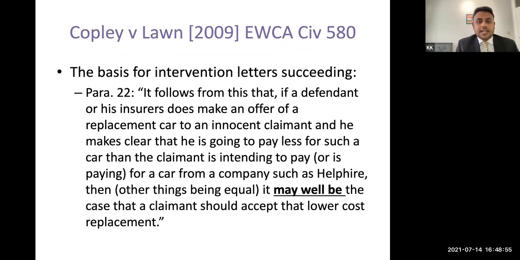Now, of course, as ever with anything in law, and particularly in the context of credit hire litigation, it is incredibly fact sensitive, and therefore what appears to be a good basis for intervention in one case may not be so in another, and therefore there are a number of other factors that ought to be considered in line with the specific nature of the letter in order to see whether a claimant is acting reasonably or not.